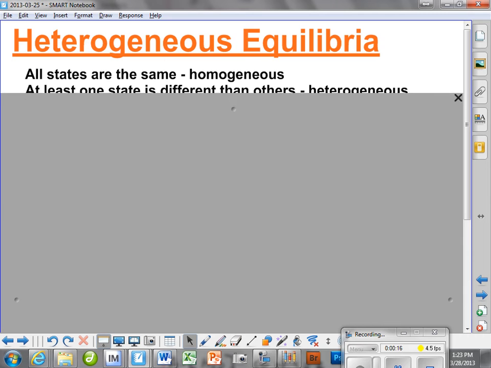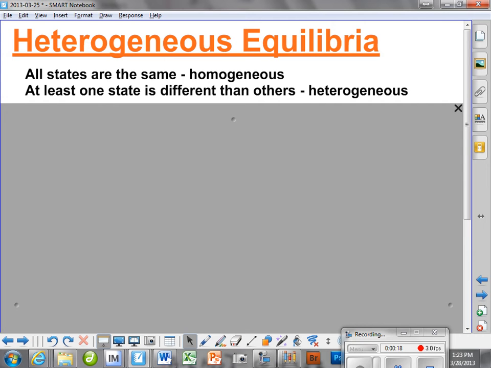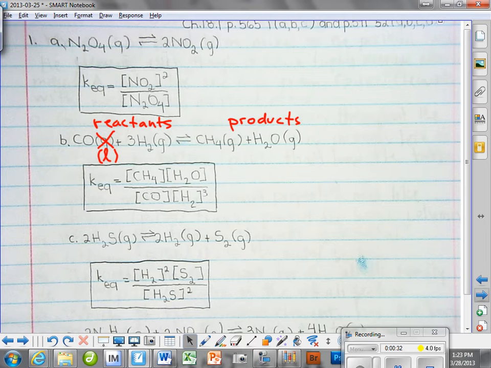These are equilibria where all states are the same, being called homogeneous, and at least one state is different than the others, meaning heterogeneous. And the example that I got here is from last night's homework.